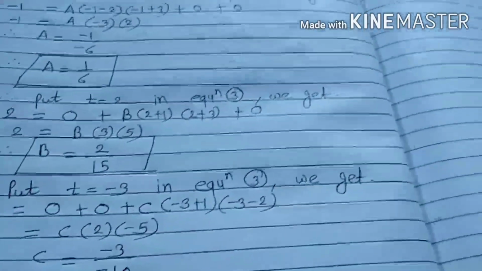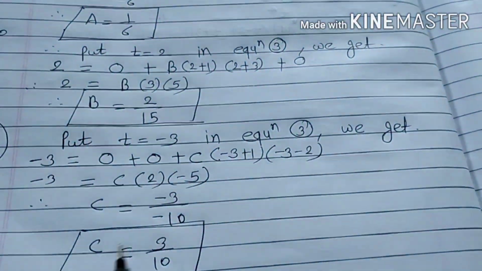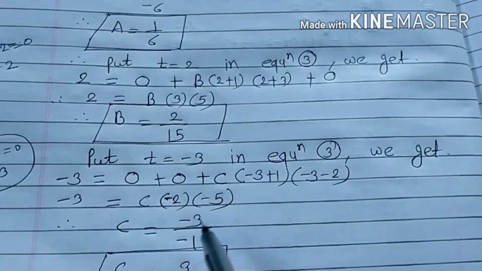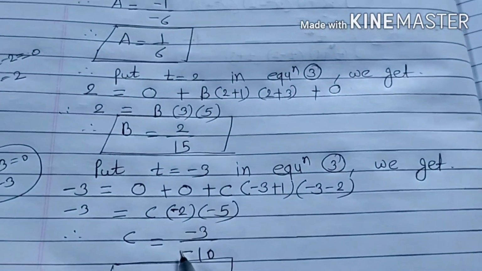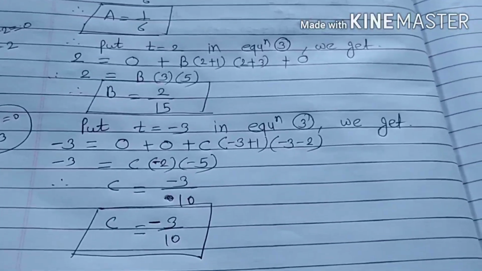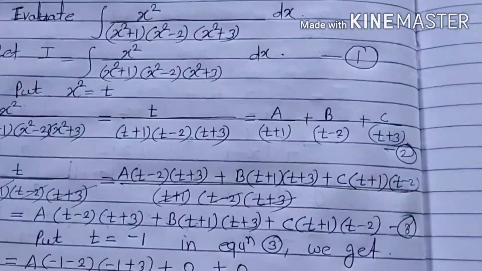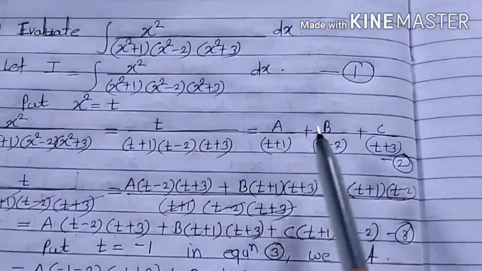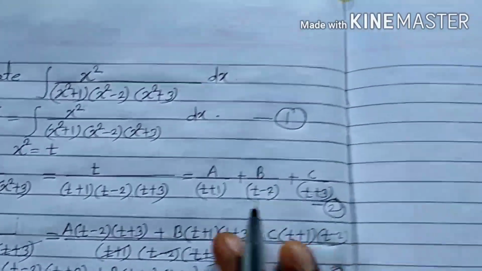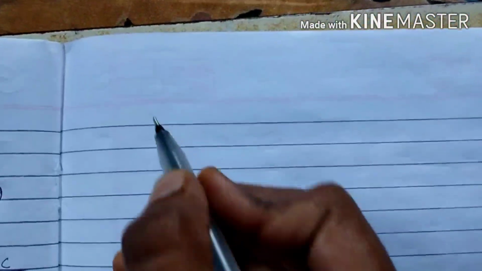Sorry students, there is a mistake. Minus 3 plus 1 is minus 2, so we get minus 2 into minus 5... so here it is minus. So c is equal to minus 3 upon 10. Now put all the values of a, b, c in this equation. So we get t is equal to this. So you can write here like that.